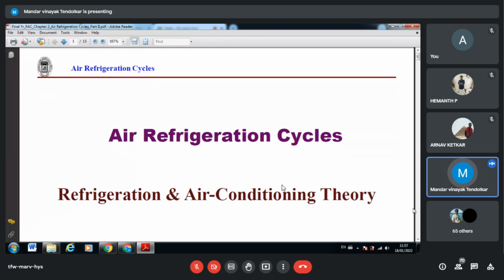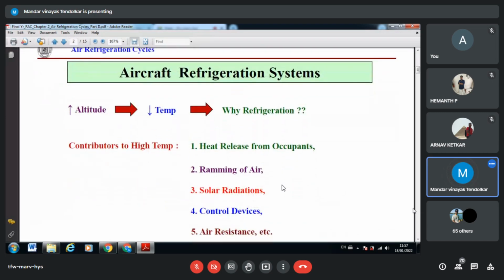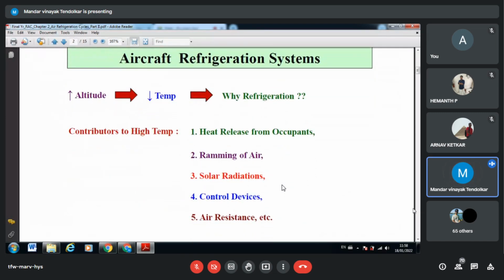Okay, so let us start with this part now. Aircraft refrigeration system. When we fly in an aircraft, naturally we are at a higher altitude, so temperature is already reduced. Right? At higher altitude, temperature is anyways lower. Then why do we need the refrigeration? So the answer is given below.